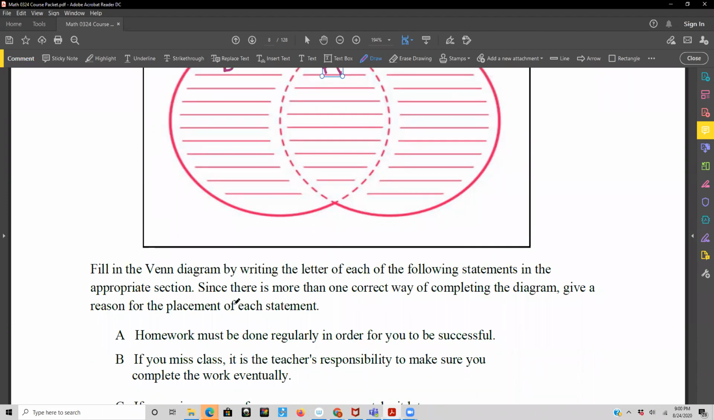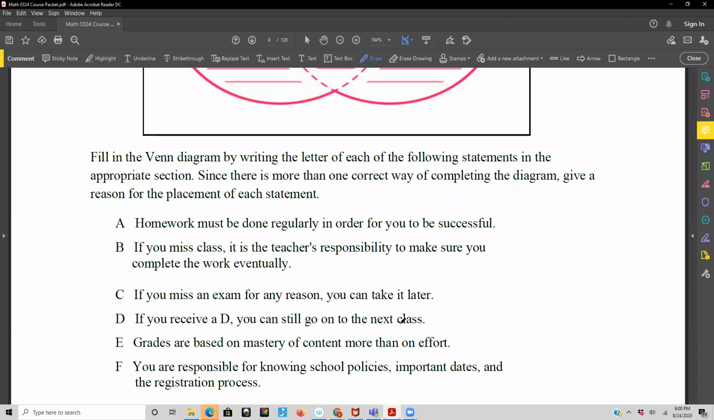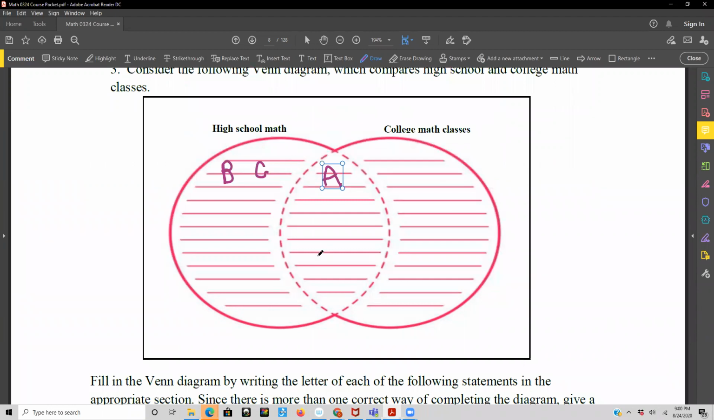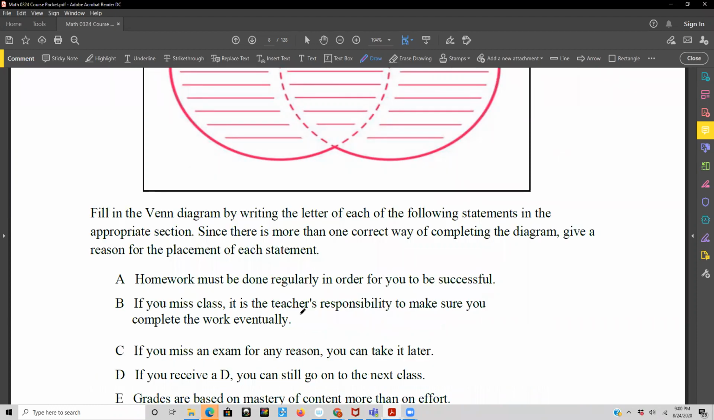Okay, let's go to D. If you receive a D, you can still go on to the next class. In high school, that's definitely true. In college, is that true? I honestly don't know. Usually, if it's related to your major, you cannot. So I'm thinking this is going to go to high school only. I'm not sure because I don't know what Lynn's policies are, but most of the time, when I was in college, if you got a D, that wasn't considered passing, especially if it was in your major. So not sure.